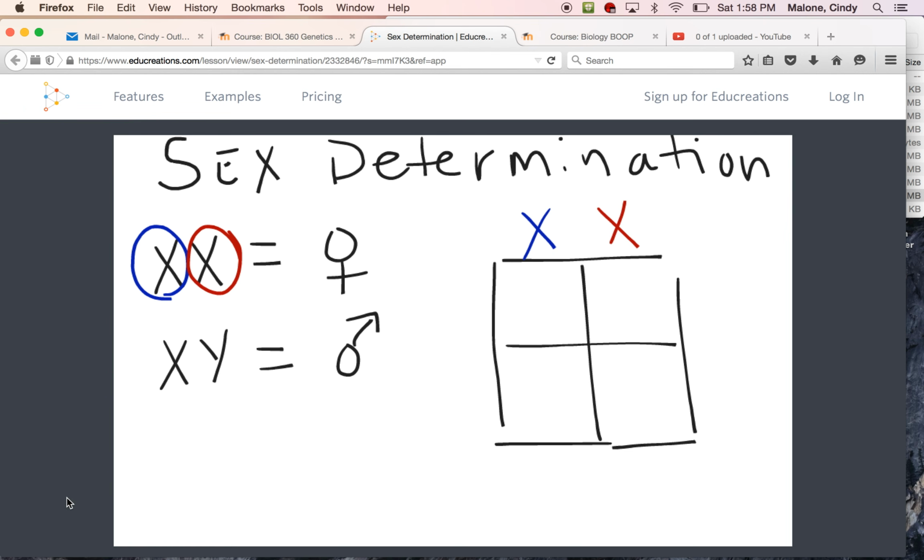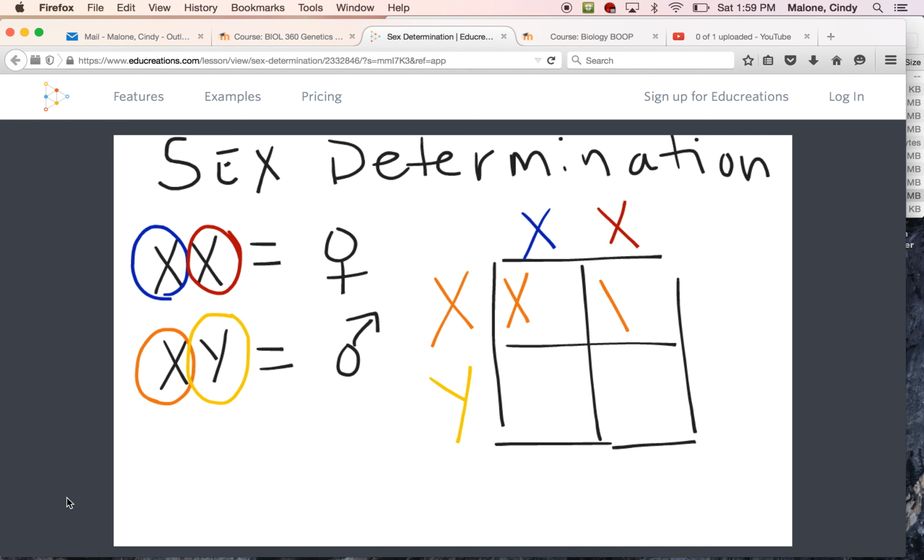the female gametes up on top of the Punnett Square, and the male gametes, half of the sperm are going to have the X chromosome from the male, and the other half are going to have the Y chromosome from the male. So here we go. We're going to denote the Y chromosome as a Y, and the X chromosome as an X. Okay, and then we do the Punnett Square as we normally would.